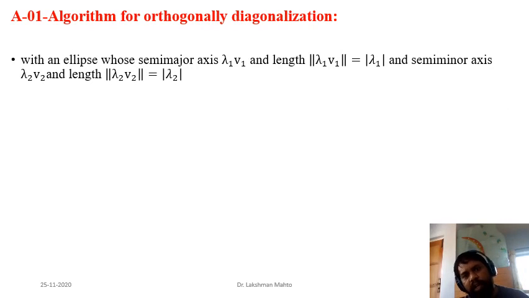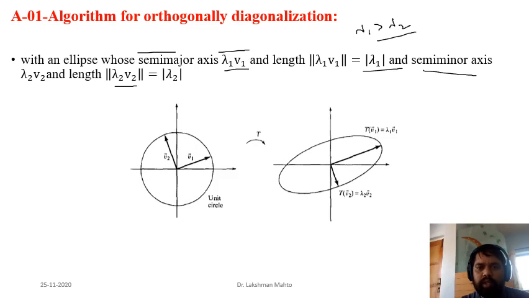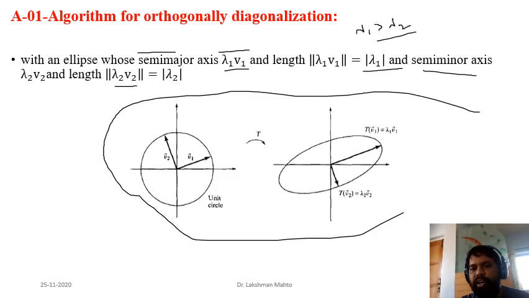Okay, so you got all the geometry, and the image is an ellipse. And what is the semi-major axis? The semi-major axis is lambda 1 times V1, and what is the length of that? The length is just the magnitude of the eigenvalue. And similarly, the semi-minor axis would be lambda 2 V2, and the length would be just the modulus of lambda 2. Remember that here I have taken one convention, lambda 1 is greater than lambda 2. That's why lambda 1 V1 is associated with the semi-major axis, and lambda 2 V2 is associated with the semi-minor axis. All the geometry you can visualize here.